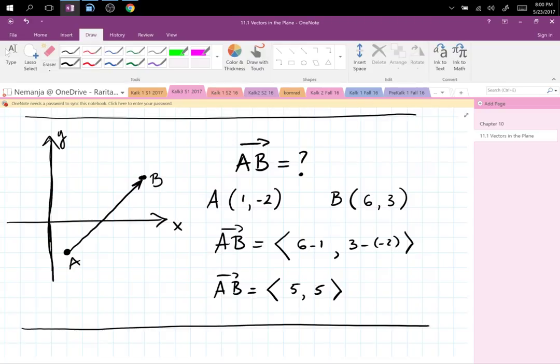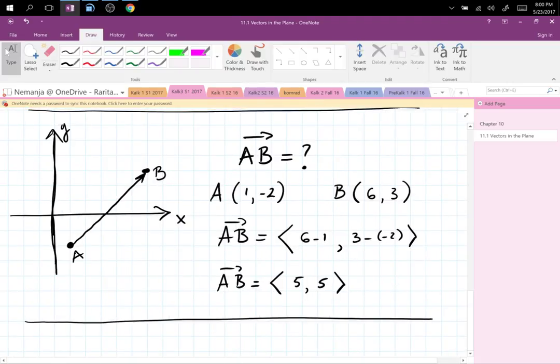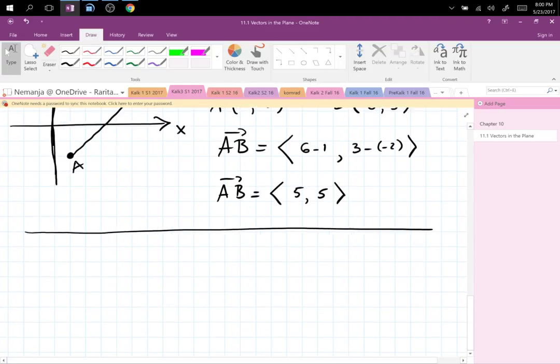I'm going to ask a question. What is the vector BA? What do we do for that vector? Yes, the points will be A minus B, and we would get what? Negative 5, negative 5. Good. Great.